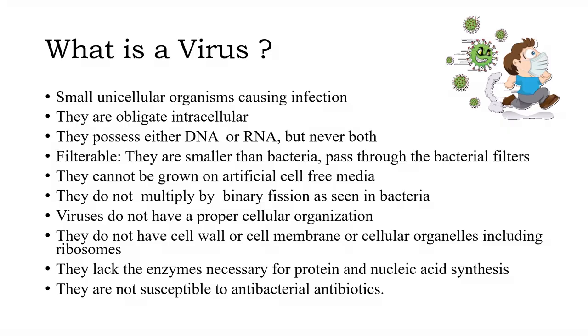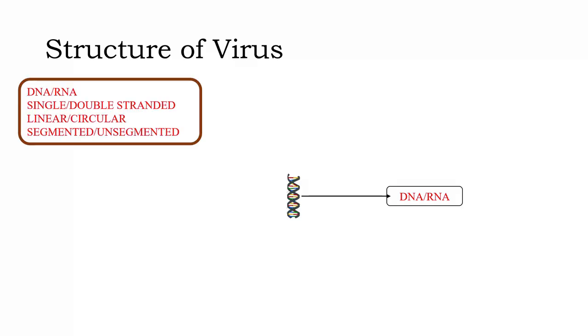Now, let us dive into the structure of the virus. The basic thing required is genetic material. It might be either a DNA or RNA, which can be single stranded or double stranded. It can be linear or circular, segmented or unsegmented genetic material.